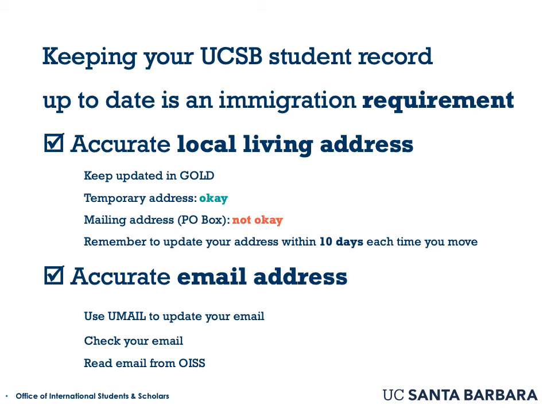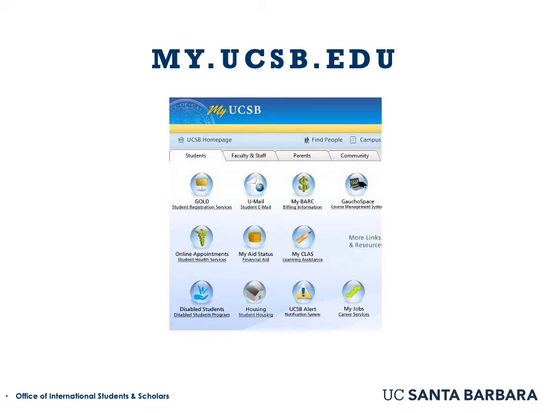You also want to make sure you have an accurate email address in UMail. If you want to have your emails forwarded to a specific email address, you can do that there. You just use this myucsb.edu website, and as you can see, there's a button for GOLD. That's where you update your physical living address, and for UMail, you'll find both those at myucsb.edu.